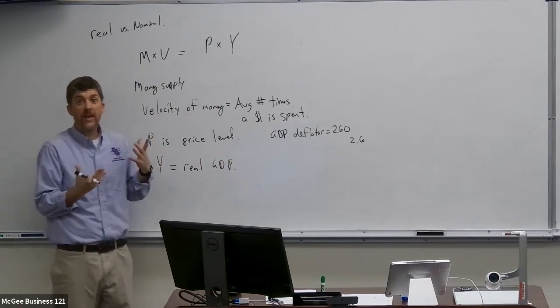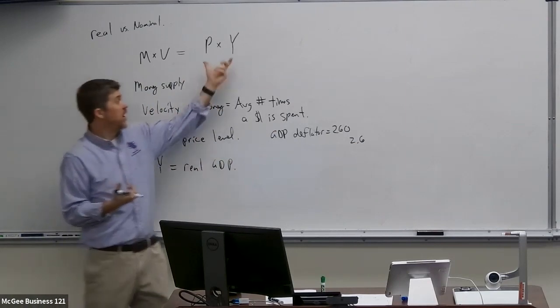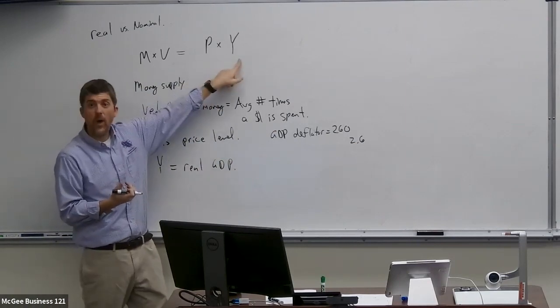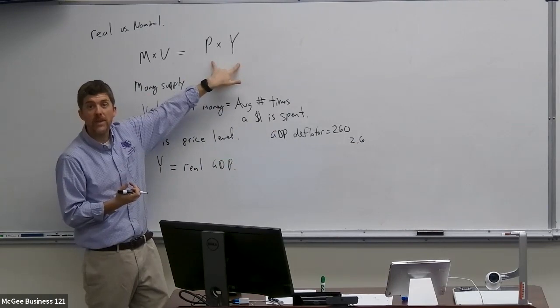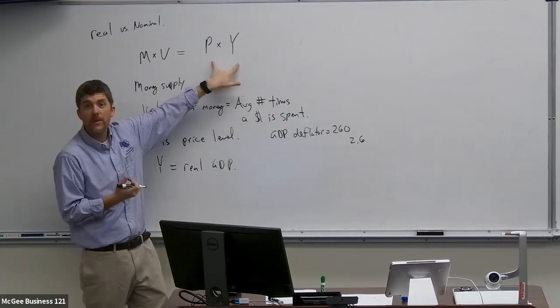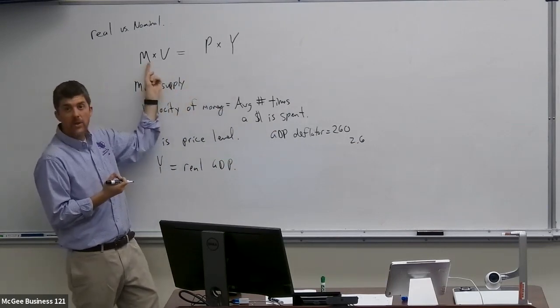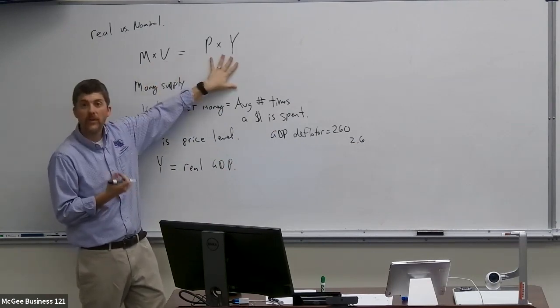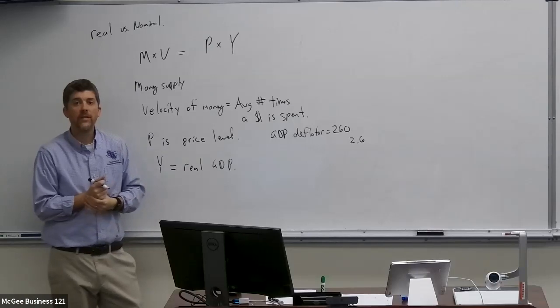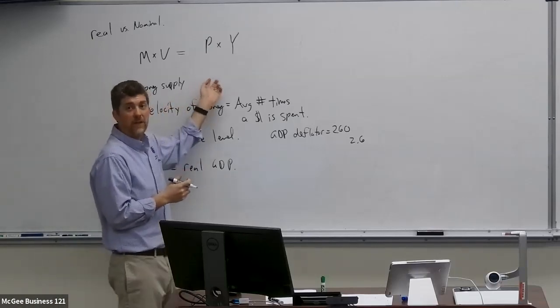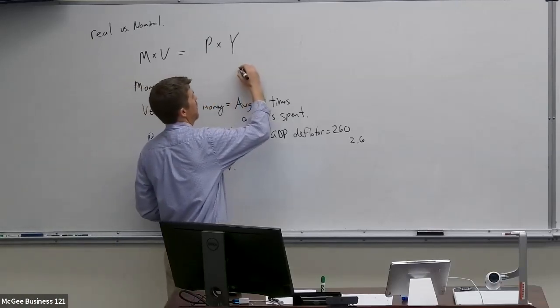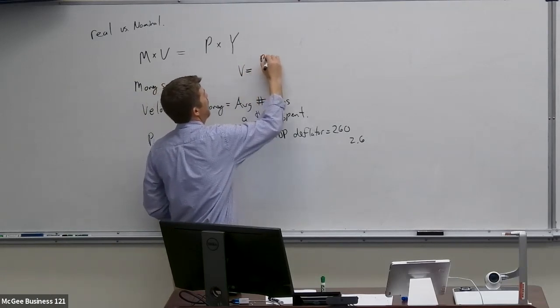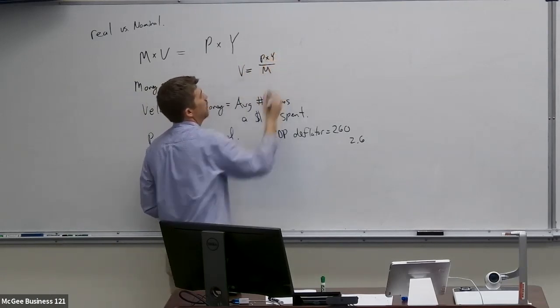Which can bring us to something else. What would nominal GDP be? Nominal GDP would be P times Y. So this whole side over here is nominal GDP. So if you needed to find nominal GDP, and you knew M and you knew V, multiply them together and you get nominal GDP. Okay? So this is how we do it. Or if you wanted to find V, which I'm going to have you do in a minute, V would equal P times Y over M. Just rearrange it.